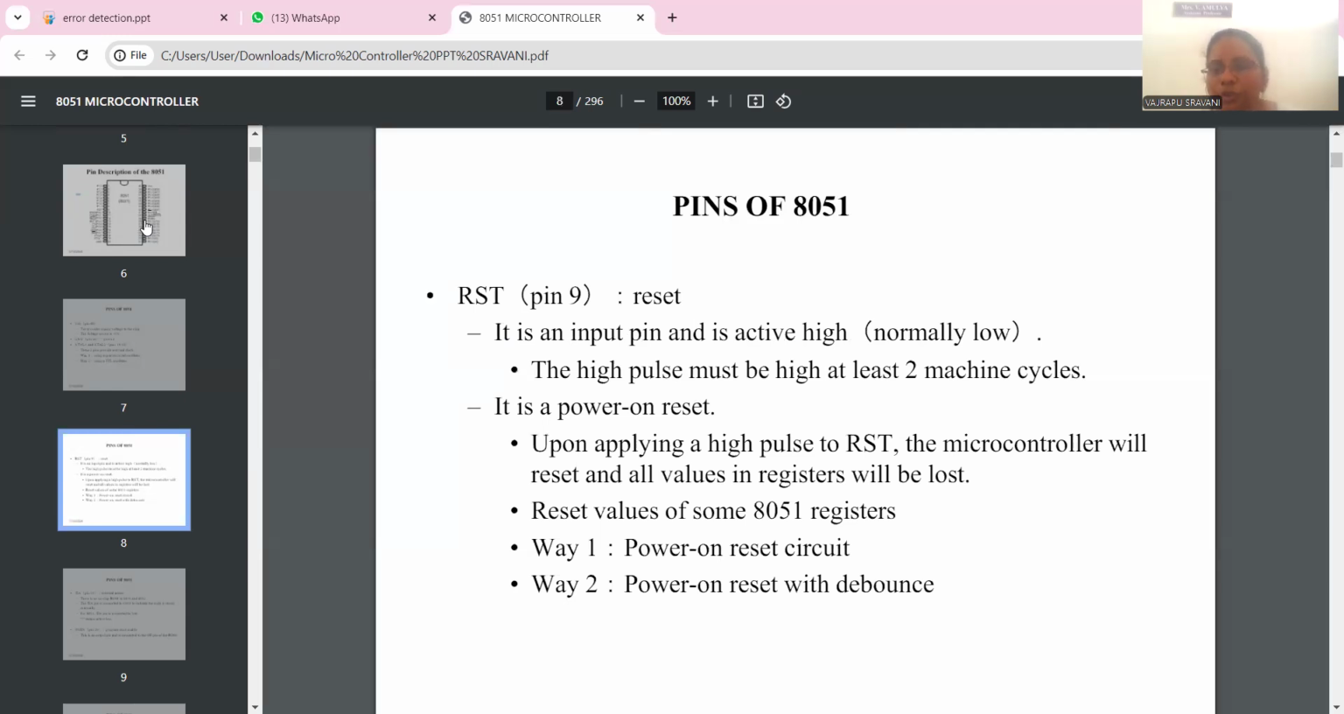The reset is used to set the program counter to 00H, which means it starts from address 00H. It removes all the previous data available in the circuit. All the data will be erased by using this reset button. Reset operates in two modes: power on reset circuit and power on reset with debounce. I will explain these two later.